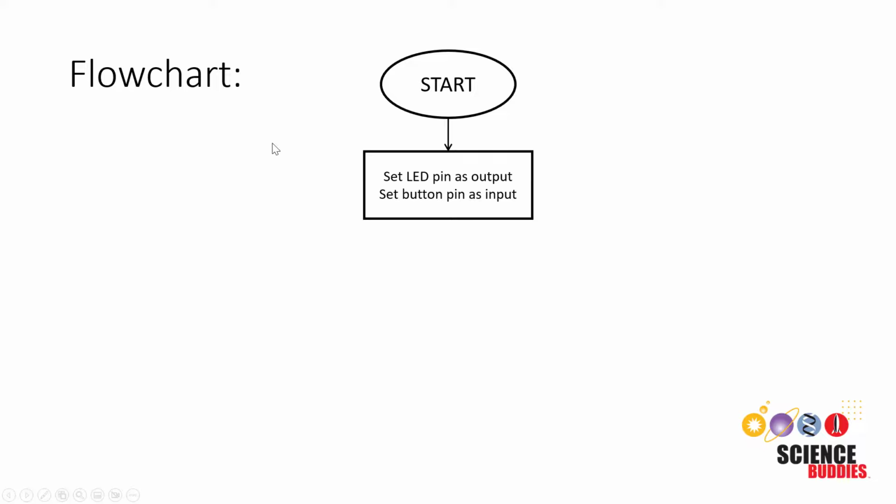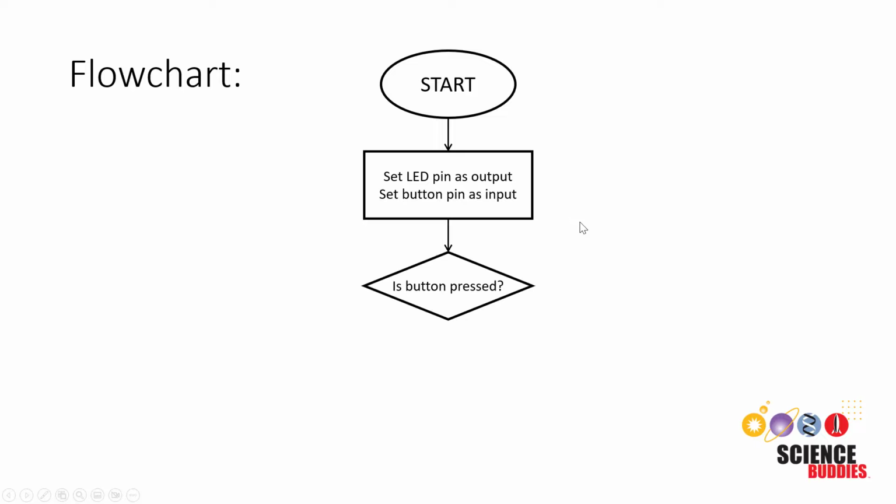A flowchart is a graphical way to represent an algorithm using different symbols for different actions and arrows to connect them. For example, we would tell the program to start. We represent that with an oval. Then, we would take actions to set the LED pin as an output and set the button pin as an input. We represent these actions with a rectangle.